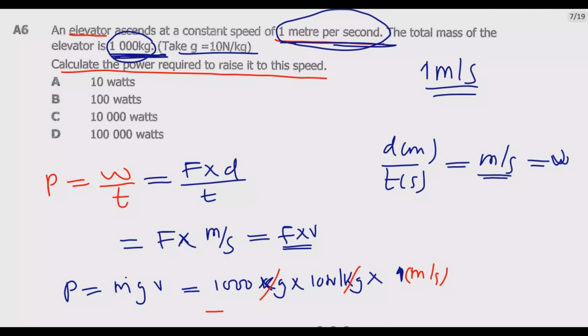So we are going to end up with power, which is 10,000 watts, which is work done per second. So this is the power. If you look at the options, you discover that C is the correct answer. So this is how you answer this question using that principle.